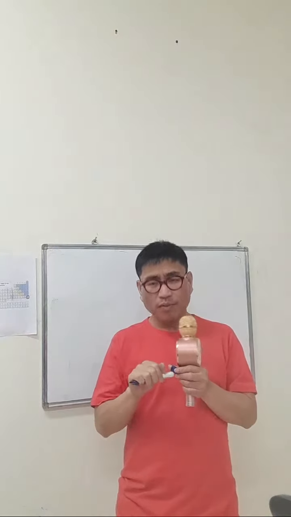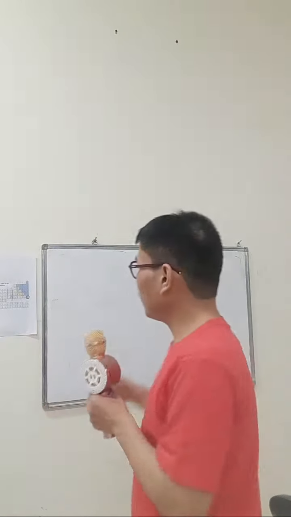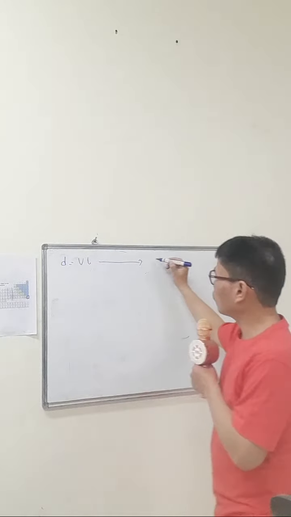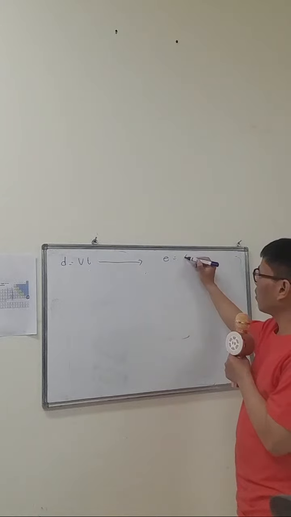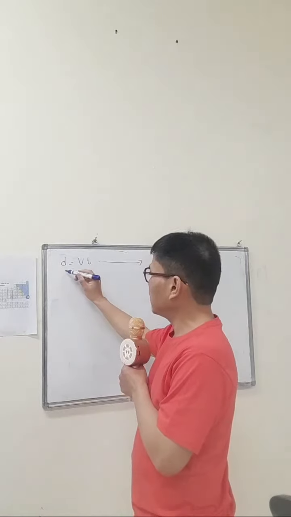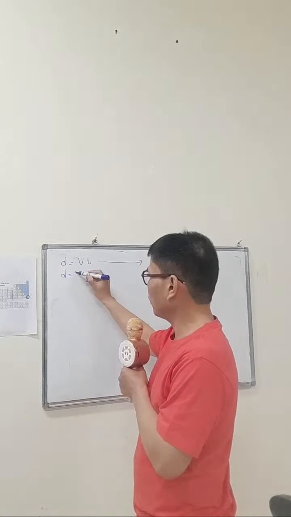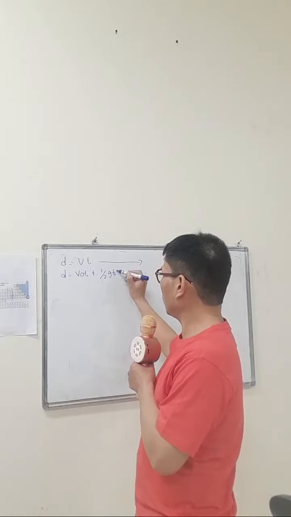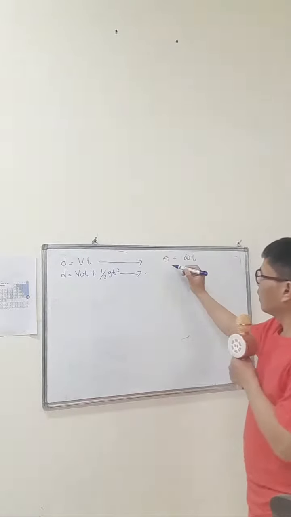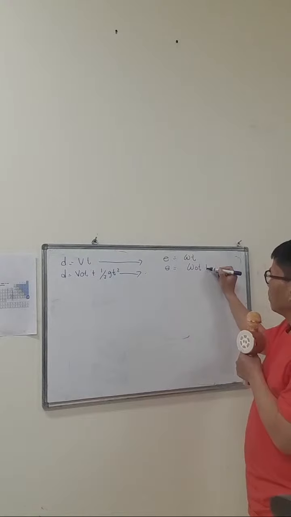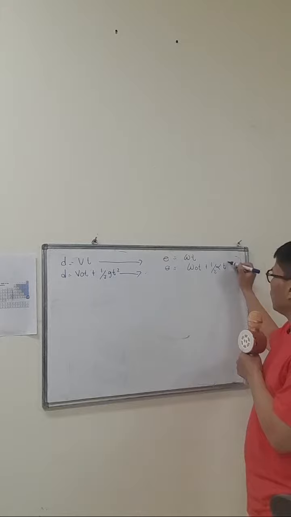Starts with their equivalence. If we have distance equals velocity times time, we have also the equivalent in angular motion: angular displacement equals angular velocity times time. Now, for example, the distance d equals v0 t plus 1/2 g t squared. We have also the equivalent: angular displacement equals the angular velocity times time plus 1/2 angular acceleration alpha times t squared.